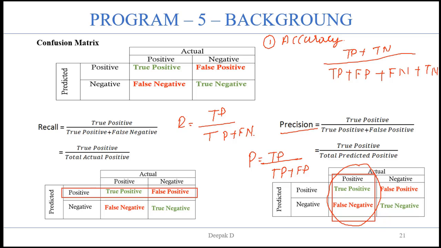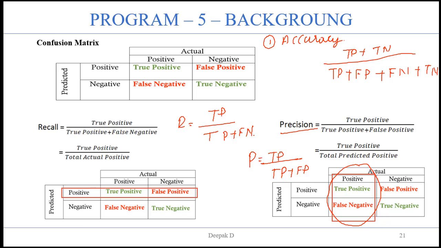A system with high recall but low precision may return many results, but most of its predicted labels are incorrect when compared to the training labels. Similarly, a system with high precision but low recall is just the opposite: it returns very few results, but most of its predicted labels are correct when compared to the training labels.